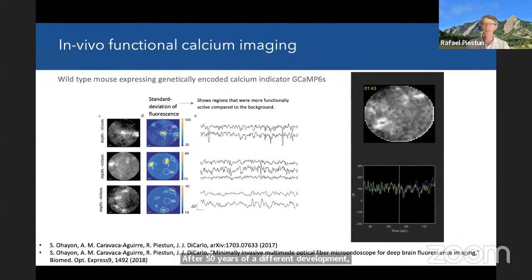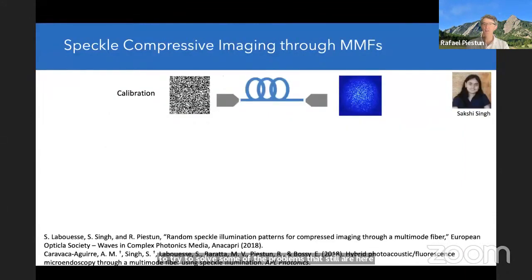So it pushed us to try to solve some of the problems that still remain. So one is the time. There are different ways of accelerating the time of acquisition. And one would be to, as I showed, use faster modulators. But another technique is to use what is called compressive imaging.